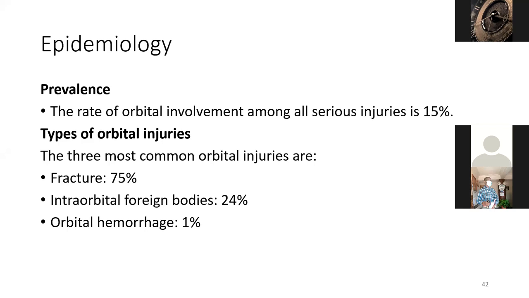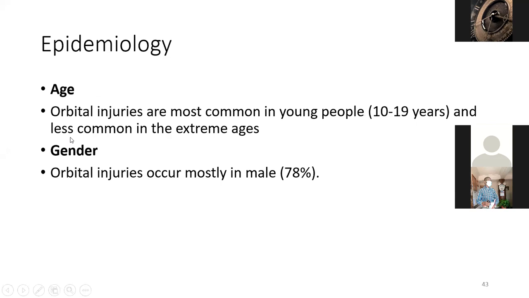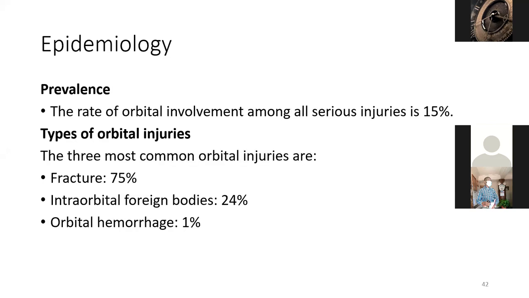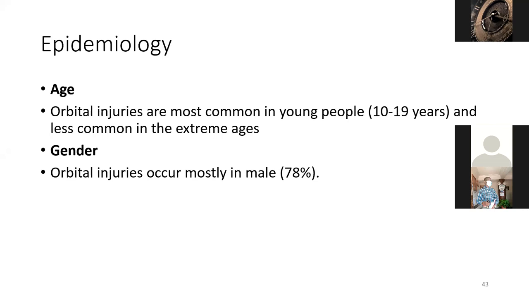Just a little bit about epidemiology. The rate of orbital involvement among all serious injuries is about 15%. The three most common types of orbital injuries are fracture, 75%, intraorbital foreign bodies, 24%, and orbital hemorrhage, 1%. Orbital injuries are most common in young people, and less common in extreme ages. This is because these are the most active or likely to be involved in risky activities.